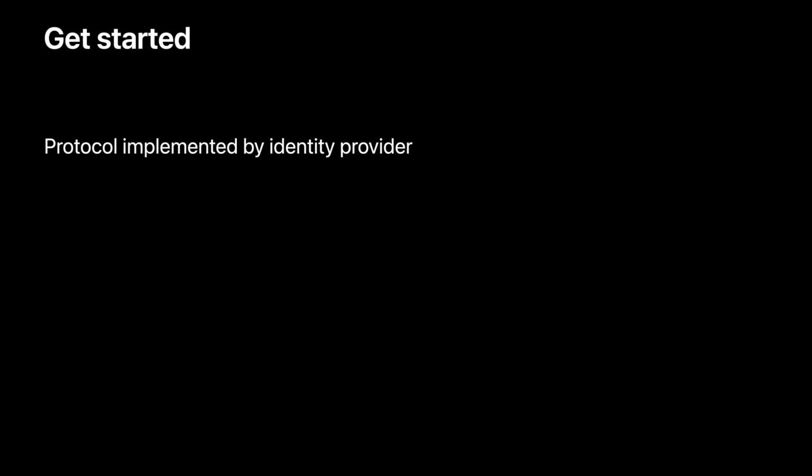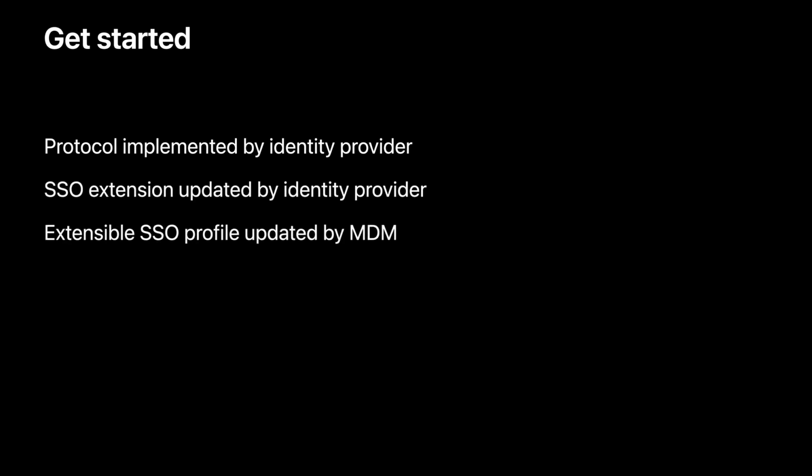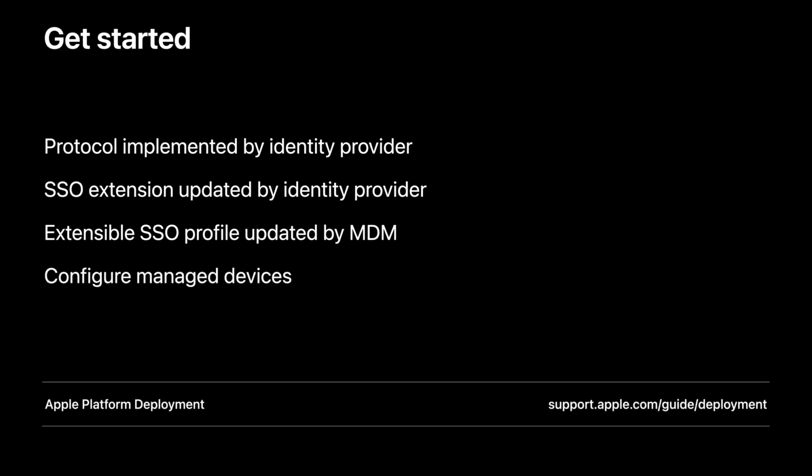To take advantage of this feature, the identity provider needs to implement the SSO protocol and update their SSO extension. Then ensure the Extensible SSO profile is updated to support the new keys on managed devices. Find more implementation details in the Apple Platform Deployment Guide. To recap, we've introduced integration with Google Workspace, Enrollment SSO, OAuth support, and Platform SSO to contribute to a simplified sign-in experience. Identity management is an ever-evolving technology, and we are just getting started.